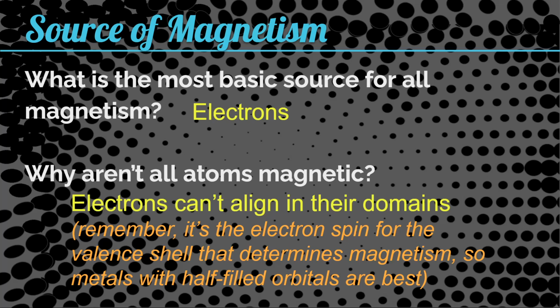There were a lot of criteria before you got there, but it's the electron spin for the valence shell that determines magnetism. So metals with half-filled orbitals are best, and that assumes, of course, that the individual electrons also align in the same direction. And as we talked about, that only happens with iron, cobalt, and nickel, but those three.